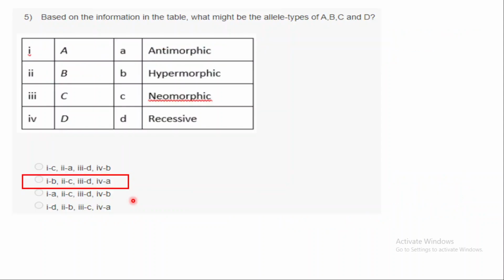A, you think it is antimorphic? Ajay, I will come to the explanation in the next slide. Just wait a minute. You can ask me then, or you can just use the chat box.